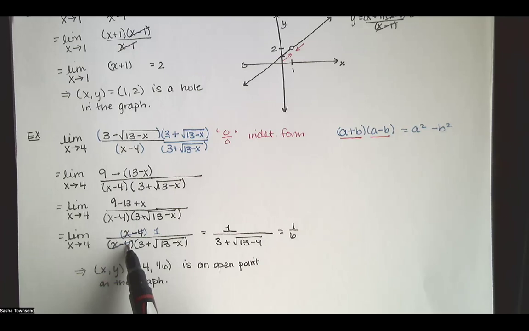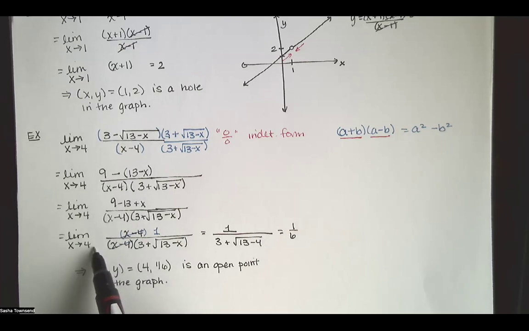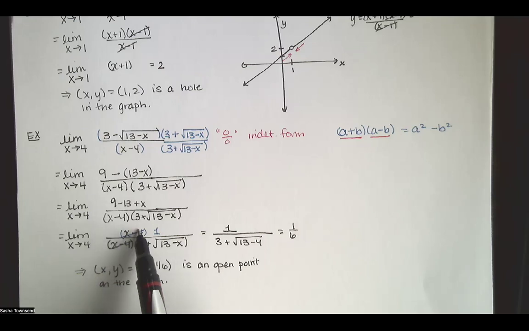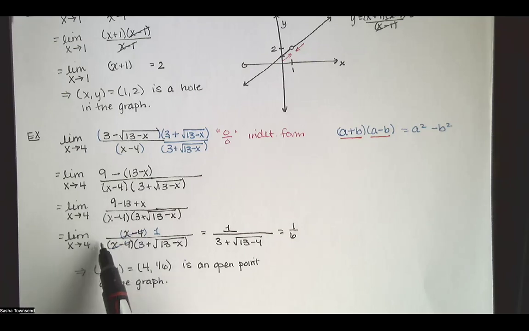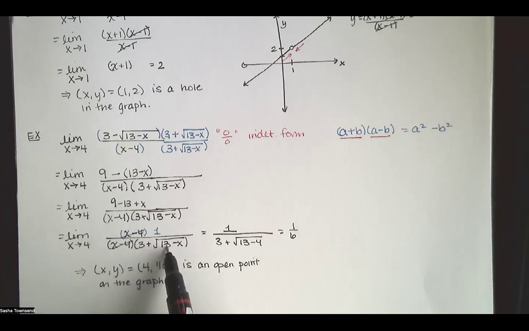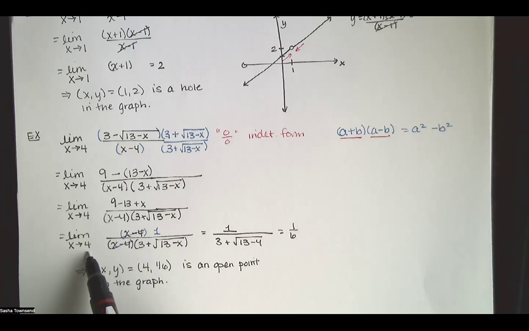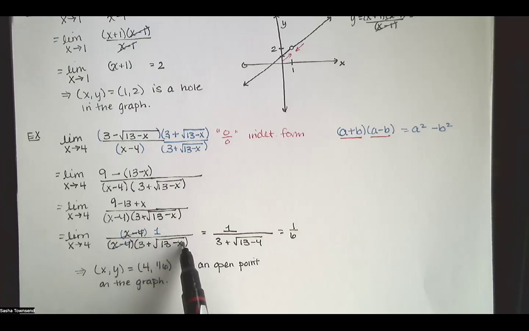And those are the same as long as x is not equal to 4. So since x is not equal to 4, you can cancel those. It's going to give us a 1 left in the numerator. And then the denominator is just this expression that's left. And so you say, okay, after factoring and reducing, we've got this 1 over this function. Our question is, is that function continuous at x equals 4? And it is. If I plug in 4, 13 minus 4 is 9. I have the square root of 9, which is 3. I have 1 over 3 plus 3, which is 6.